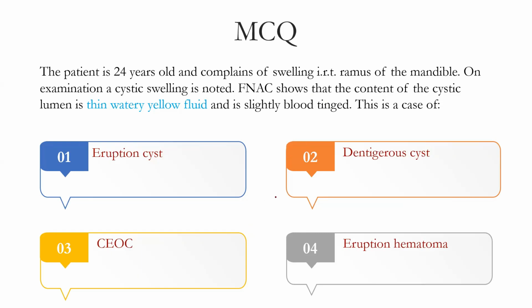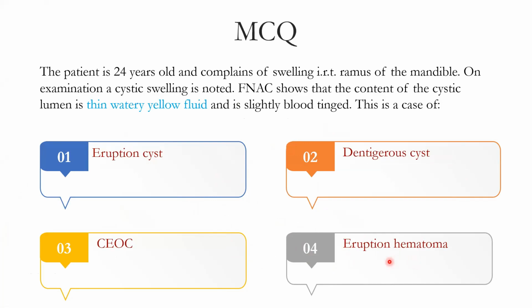Is it an eruption cyst? Is it a dentigerous cyst? Is it a CEOC or is it an eruption hematoma? Let's see how we can rule out the options. So eruption cyst and eruption hematoma are one and the same, isn't it? This is just another synonym based on its clinical appearance.